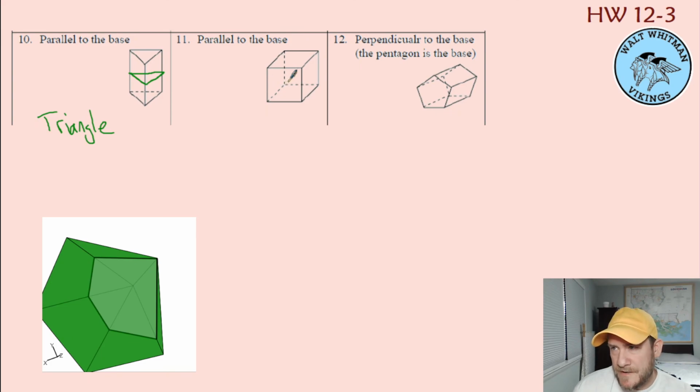11 wants me to be parallel to the base again. So it looks like this is a cube. So I can assume my base is a square. So now any slice I make that's parallel to that base will also be a square. Square, square, square, everywhere I slice.